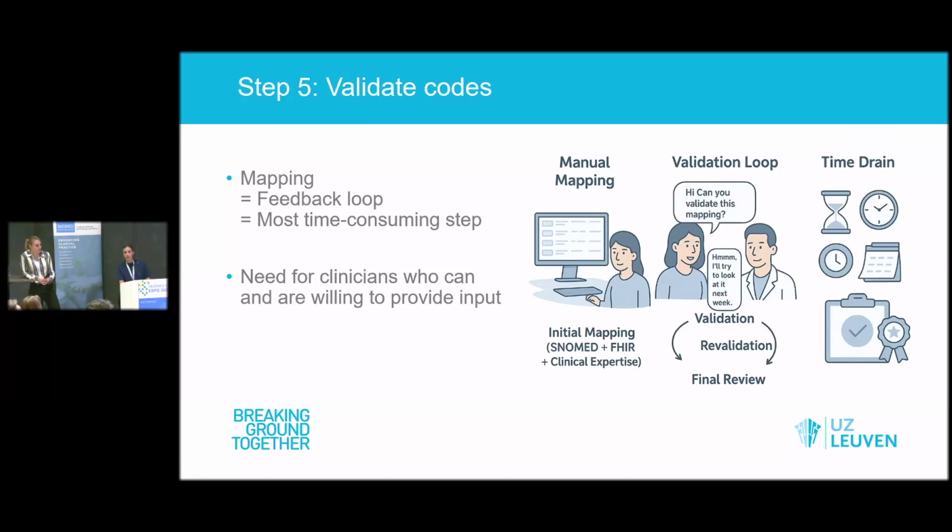And after mapping the codes, we had to validate the codes. If we read a code, we can think, oh, the context is cardiology, it says TOF, so it must be tetralogy of Fallot. So I think it's in the procedure context, so I think it's correction of tetralogy of Fallot. But is this right? So this was the most time-consuming step. We had to go to the clinicians. They had to make time for us to do the validation. And again, we get into a feedback loop.